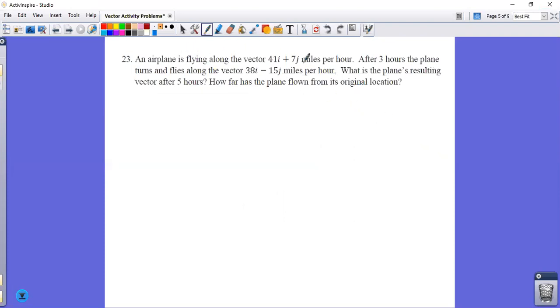All right, so an airplane is flying along this vector with miles per hour after 3 hours. So it's going 41.7. So it's going like that. But it's also doing that for 3 hours. So this is per hour. So another hour and another hour for 3 hours. Then it turns and goes 38, -15. So it's going down now, this direction. Per hour, what's the plane's result after 5 hours? Well, there's 1 hour, 2 hours, 3 hours, 4. So another one, that would make 5 total hours.